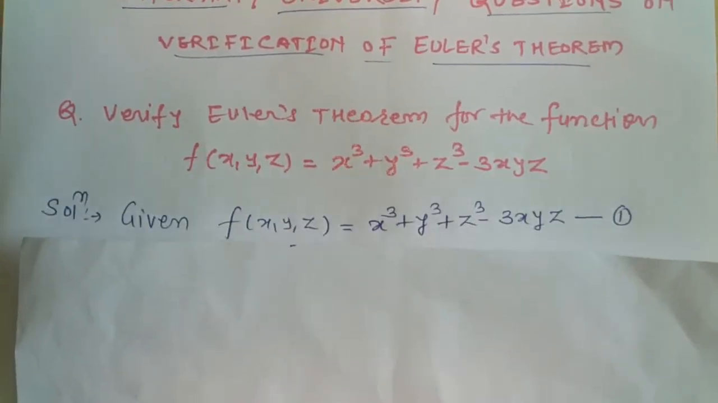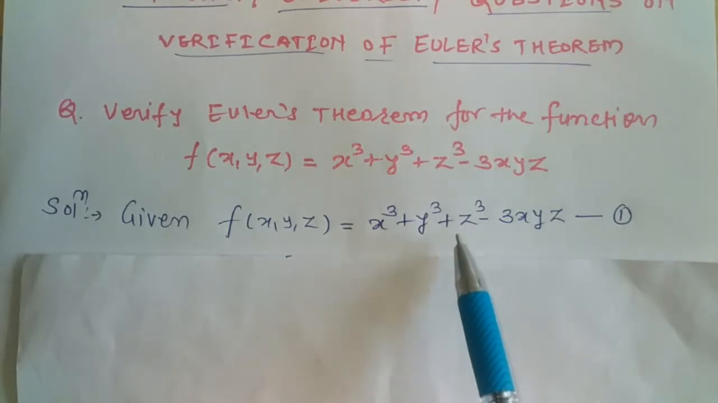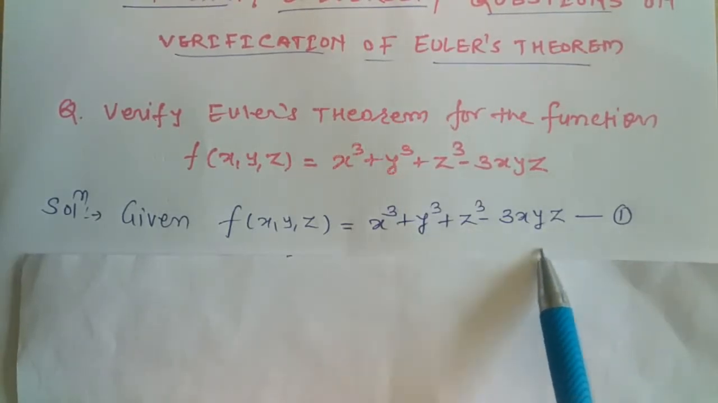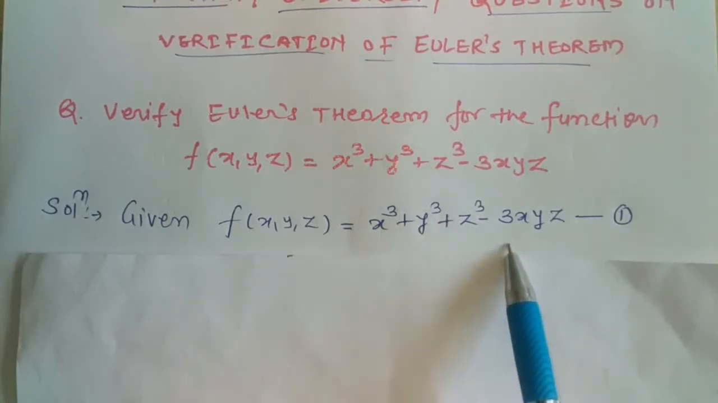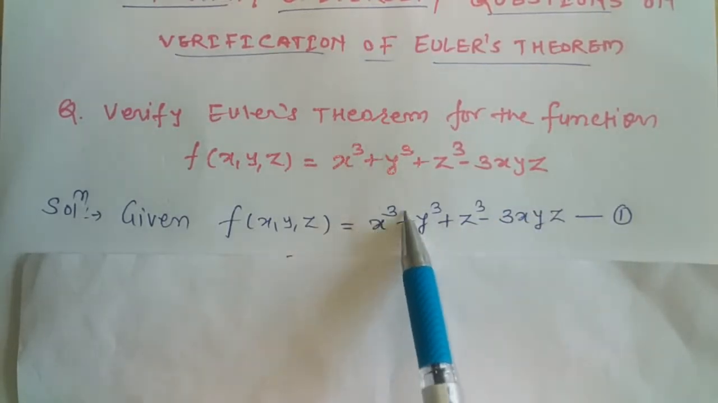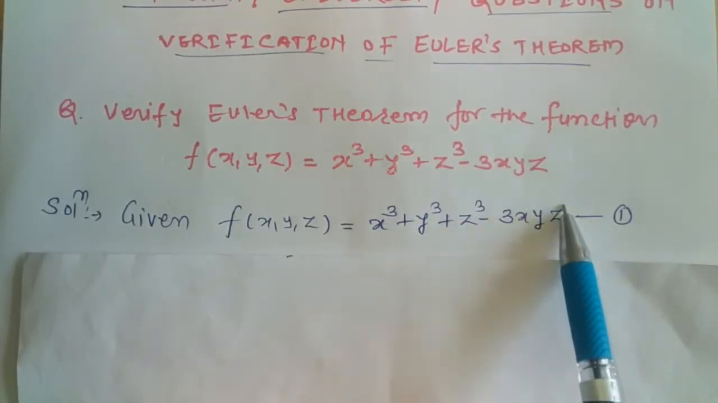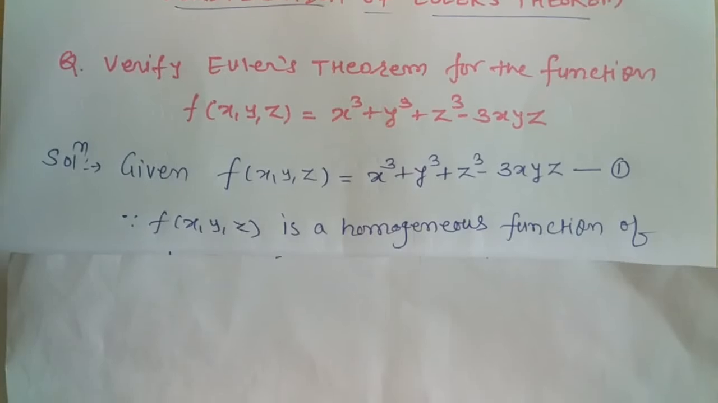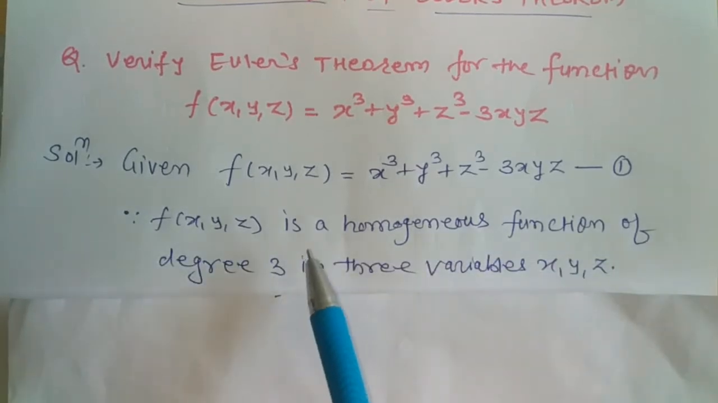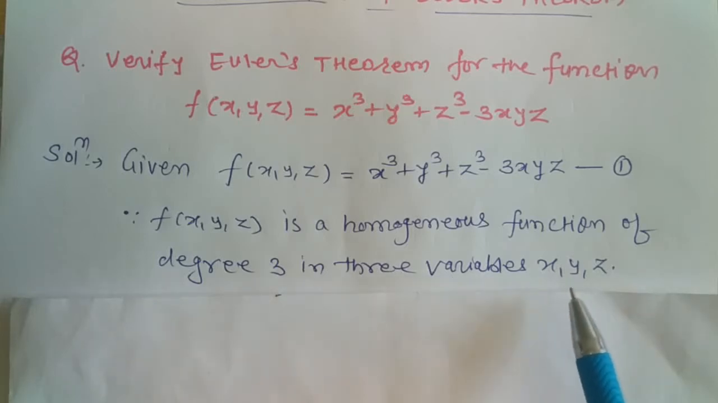So given f of x, y, z is x cube plus y cube plus z cube minus 3xyz. In each term, the sum of powers of x, y, z is 3. Here 3, here 3, here 3, and here the sum is 1, 2, 3. So in each term, the sum of powers of x, y, z is 3. Therefore, f of x, y, z is a homogeneous function of degree 3 in three variables x, y, z.